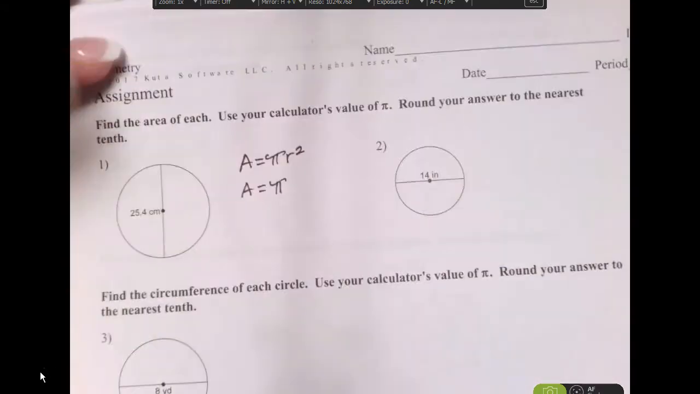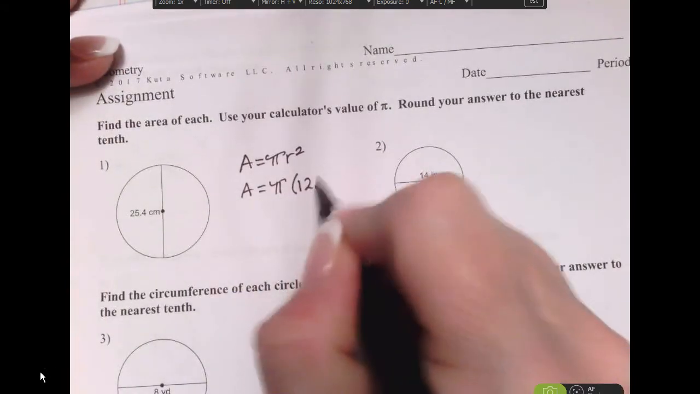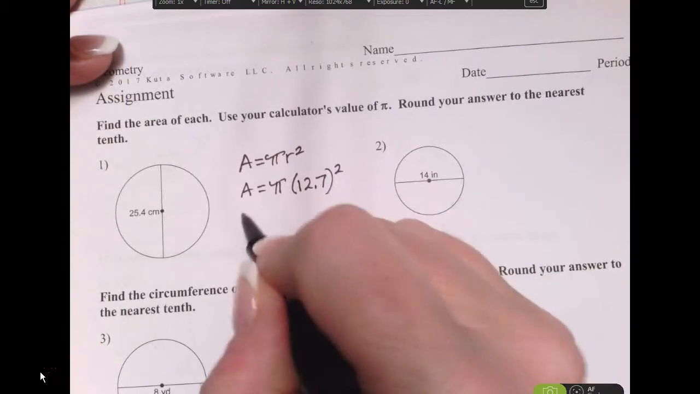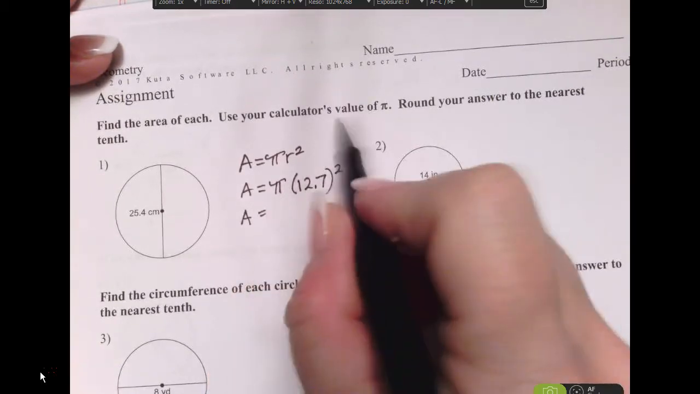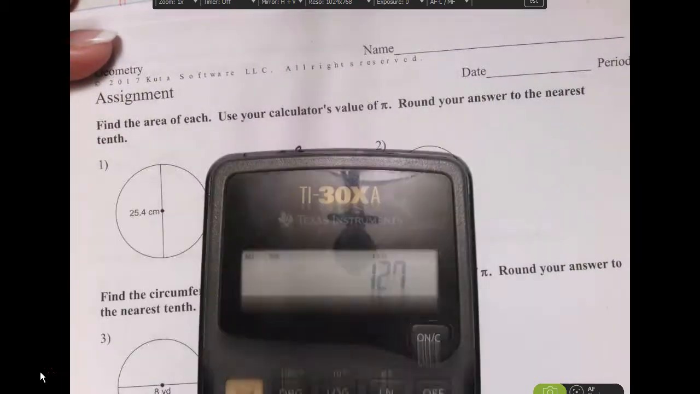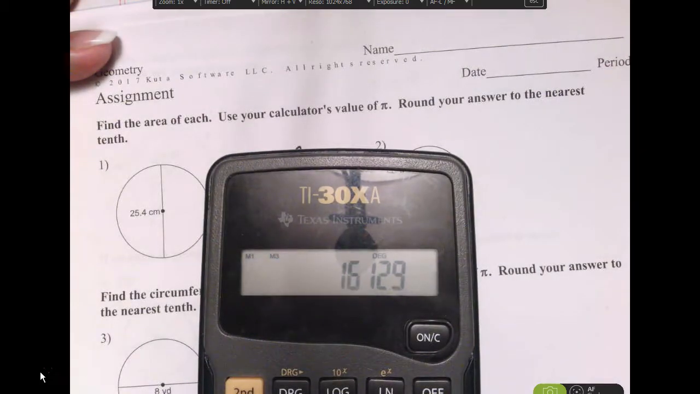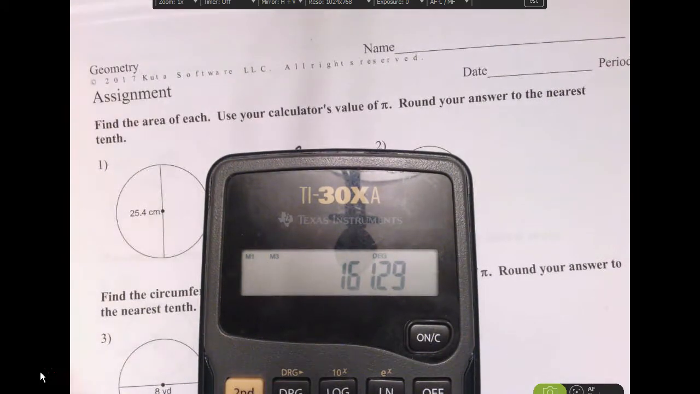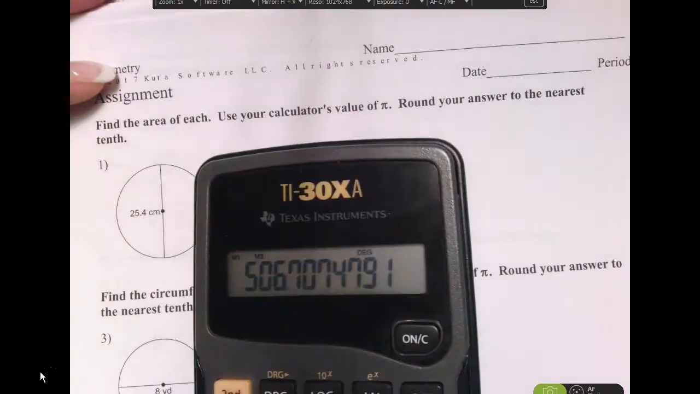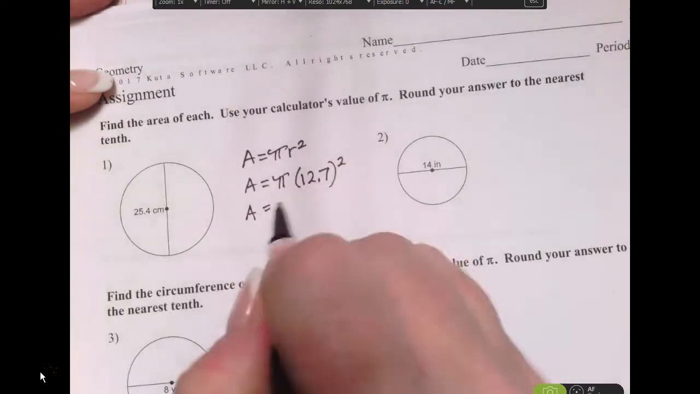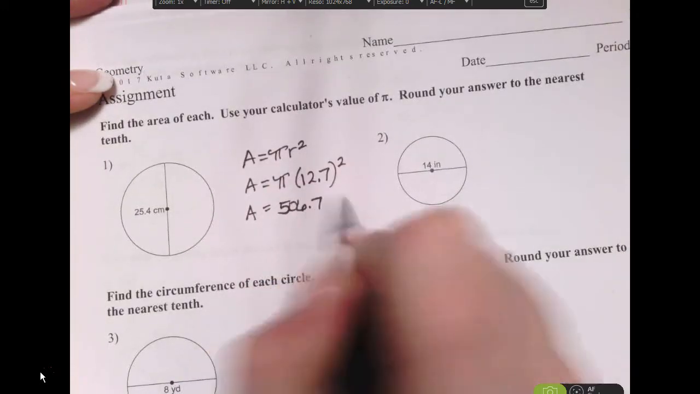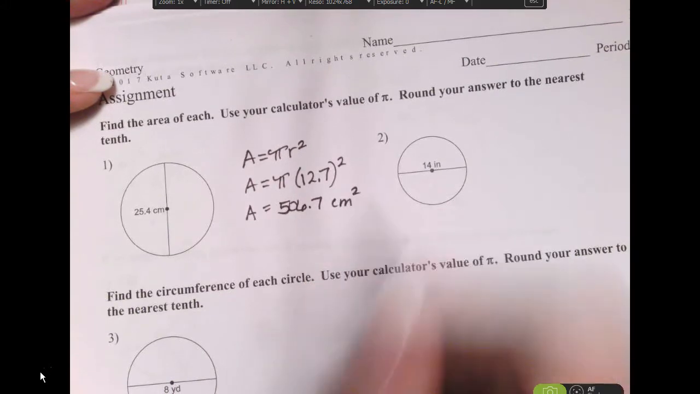So 12.7 is what I'm going to use in my formula, and it says use your calculator's value of pi. So 12.7 squared times pi, 506.7. And that's given in centimeters squared.